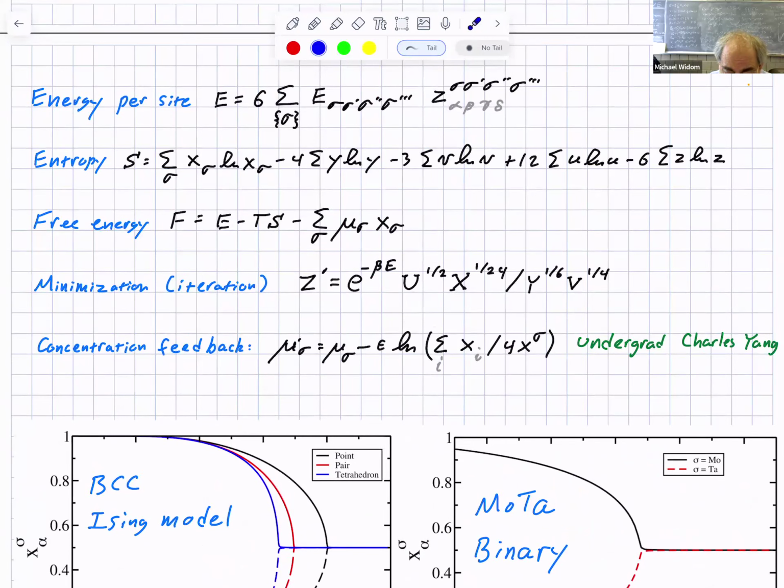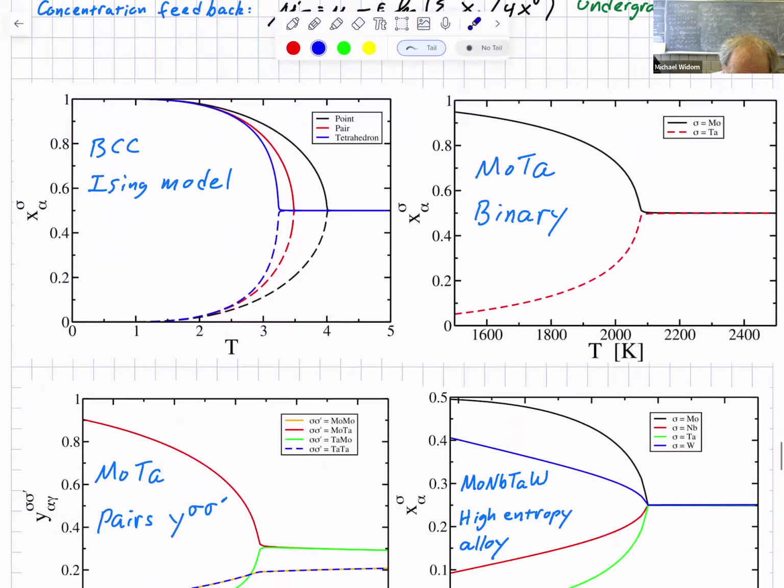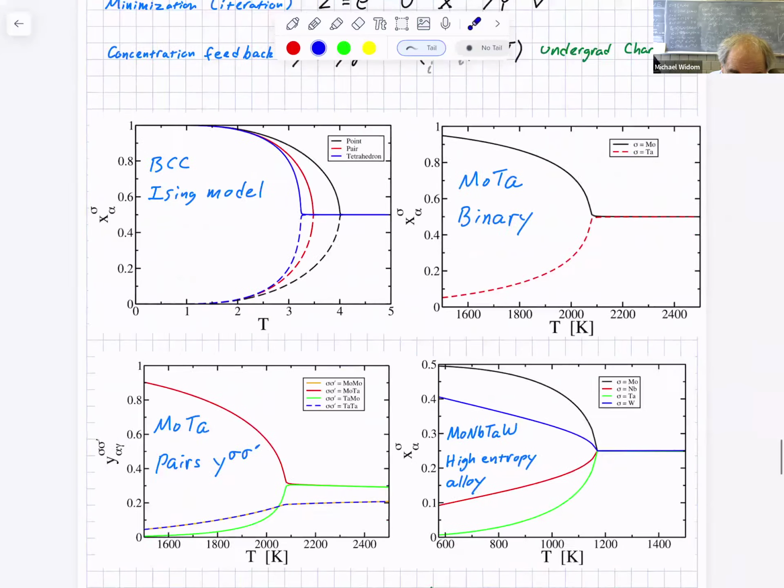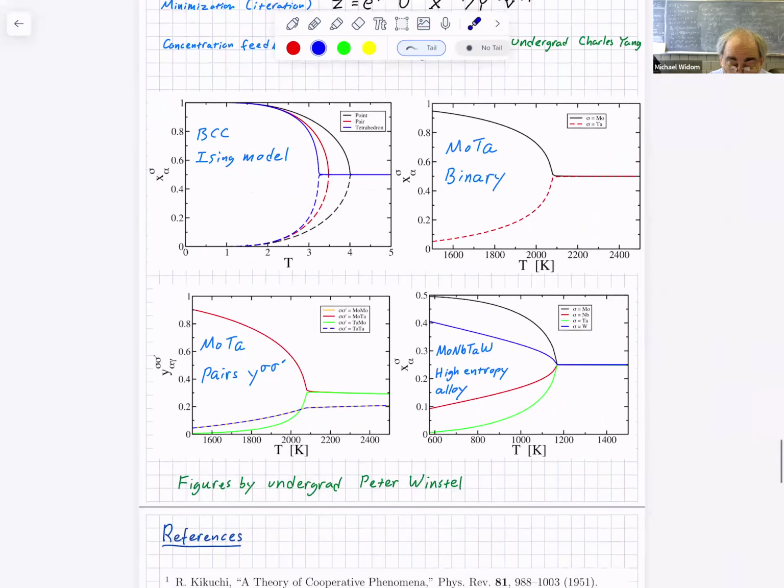There is an issue about how to maintain constant concentration. You have to introduce feedback on the chemical potentials. And if you do that, you end up being able to run the cluster variation method and calculate these same site occupation and correlation functions.